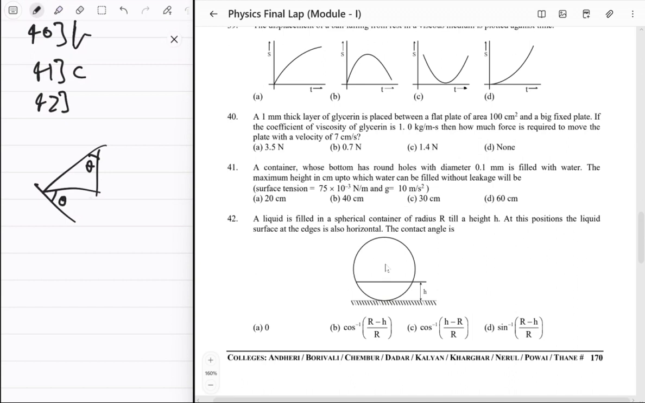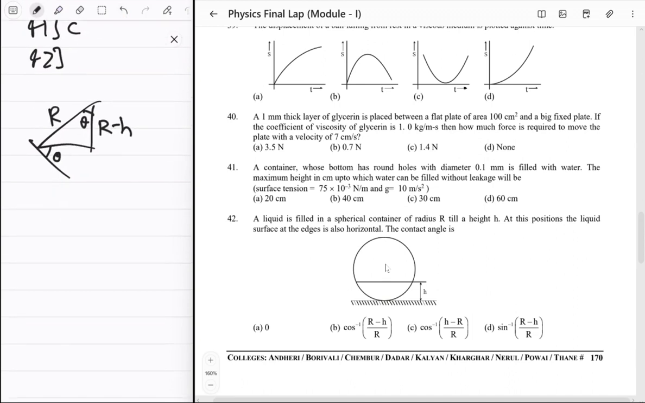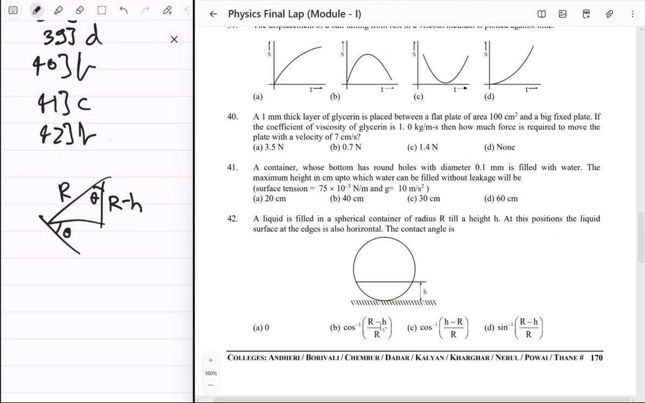And this is radius r. This thing is just r minus h. So cosine theta is equal to r minus h upon r, like cosine inverse of r minus h upon r, right? So B is the answer. This is the contact angle, I guess. Isn't that correct? Yeah, I think that is in fact correct. Next question.